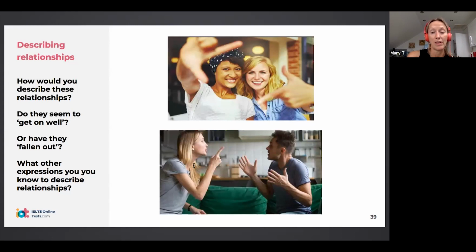Okay. If you look at the bottom picture, have they fallen out? What do you think? Fighting. Yeah. Argumentative. So they've fallen out. So that's an expression we use a lot in English. Can you think of any other similar ones? Yeah, heated arguments. You could say they're having a heated argument. They don't get along well. They're not on the same page. That's a nice one, Diego.